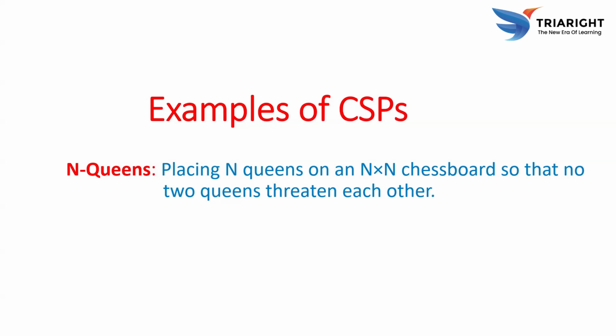Okay. So we can say that the N-Queens problem of CSP has this problem definition. The N-Queens problem asks us to place N chess queens on the N by N chessboard such that no two queens threaten each other. A queen can attack horizontally, vertically, and diagonally, right? So we do not place any two queens in the same vertical or horizontal line.